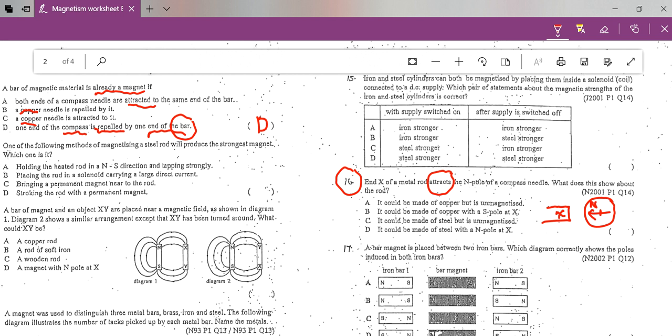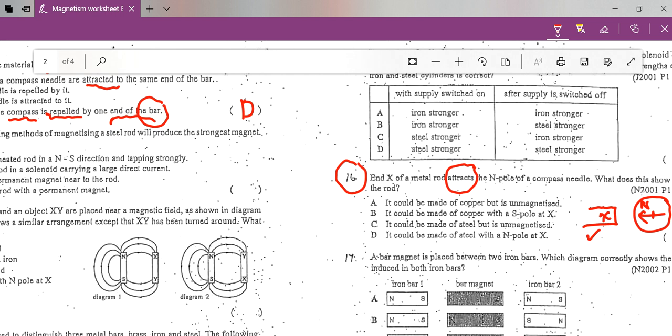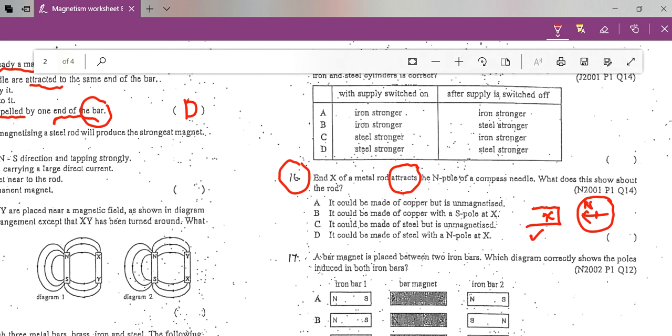A, it could be made of copper but is unmagnetized. If it can attract a compass needle, then this metal rod has got to be a magnetic material. And copper, I'm afraid, copper is not a magnetic material, so out. Copper again, out. Could be made of steel. Yes, steel is a magnetic material, but it's unmagnetized. That could be an answer.